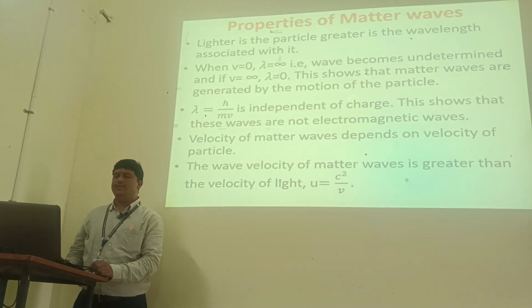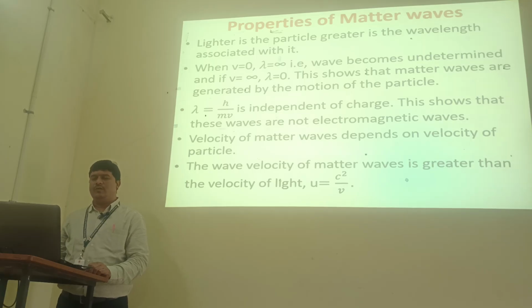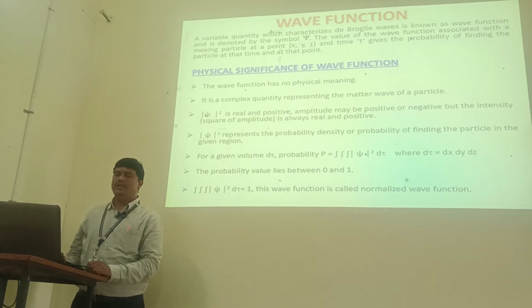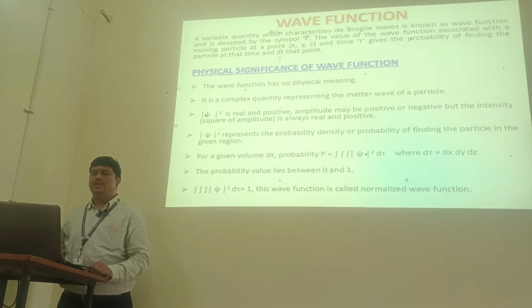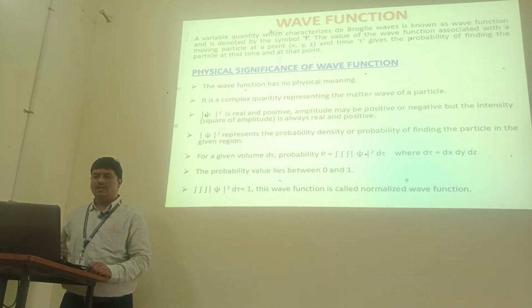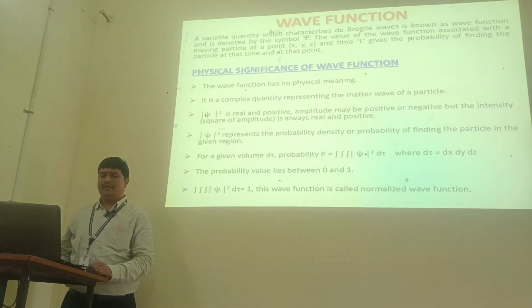So the velocity of matter waves depends on the velocity of the particles. The wave velocity of matter waves is greater than the velocity of light, that is u equal to c square by v. Next, we have the wave function. A variable quantity which characterizes de Broglie waves is known as the wave function. The physical significance of the wave function: the wave function has no physical meaning. It is a complex quantity representing the matter waves of a particle.